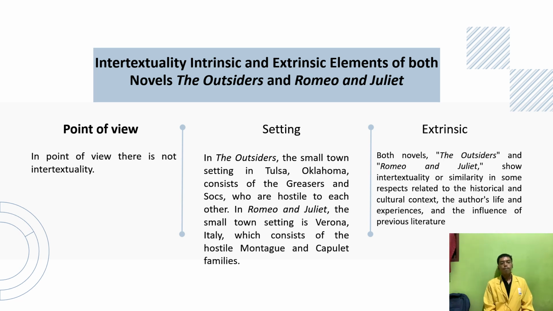Extrinsic. Both novels The Outsiders and Romeo and Juliet show intertextuality or similarity in some respects related to the historical and cultural context, the author's life and experience, and influence of previous literature.